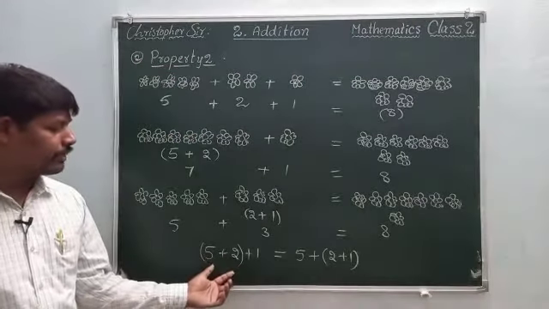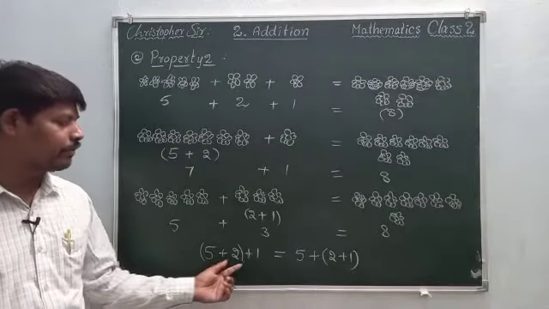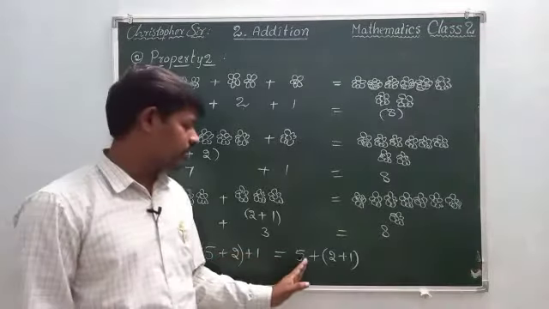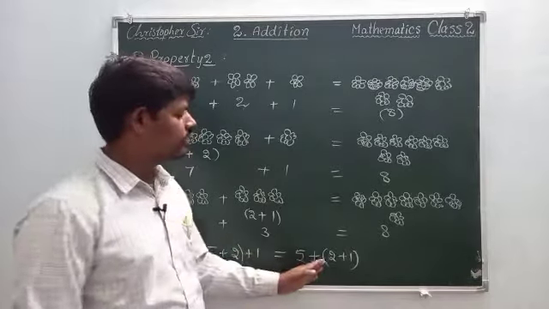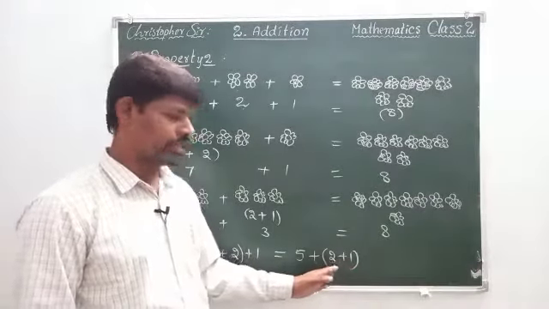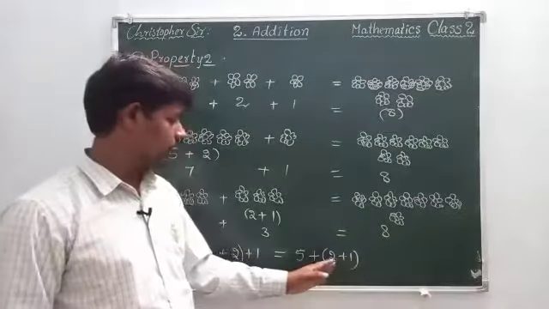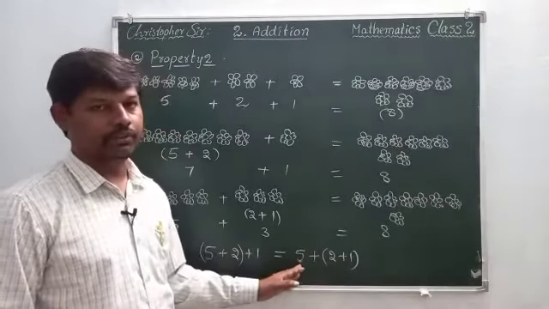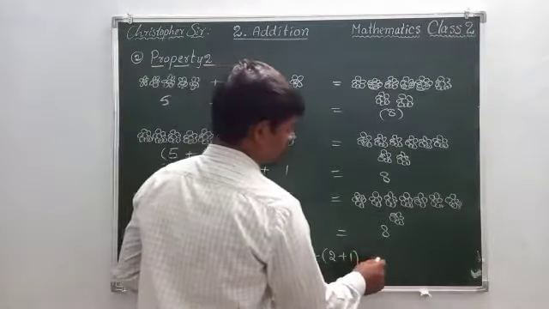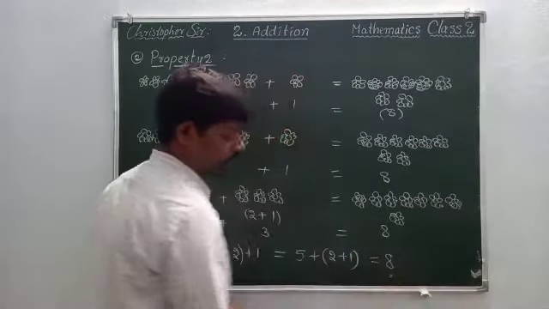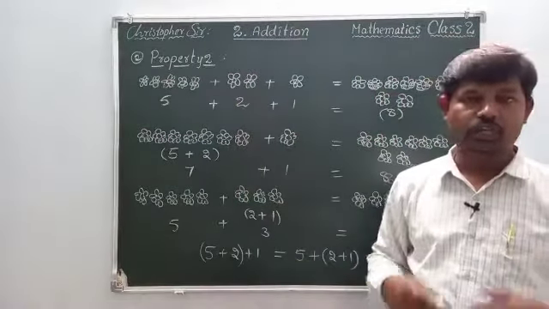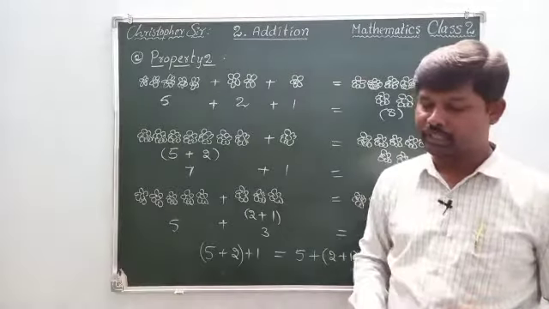So first 2 numbers you can add, then the sum plus the third number you can add like that. Or first number you keep side and second number, third number you can add first. In the bracket 2 numbers are there. You add these 2 numbers, then the sum will be added to this first number. Then you will get the same result, that is 8. Okay, so like that you can add. This is a second property. So next property, the third property, let us see.